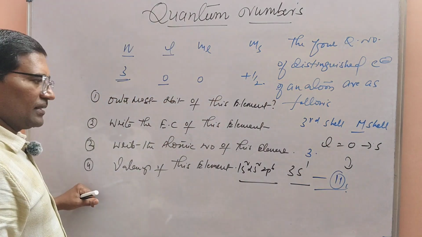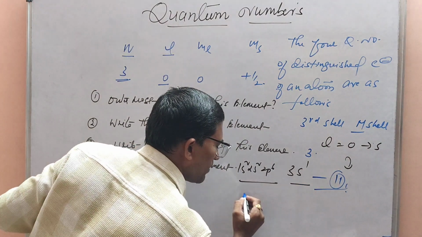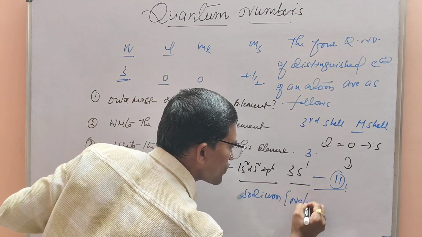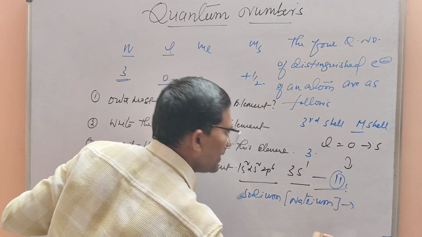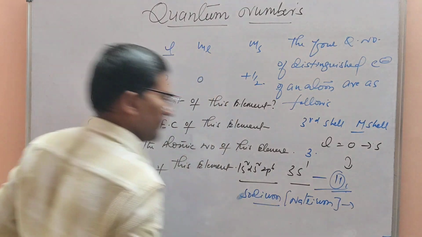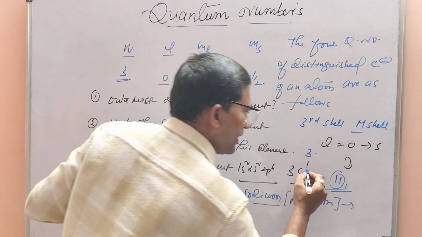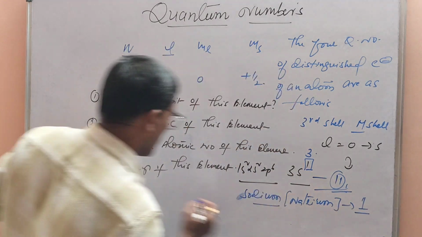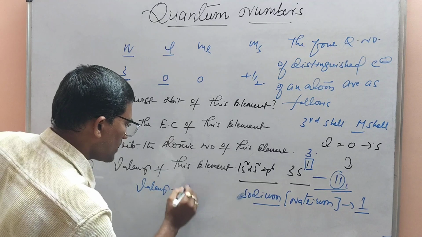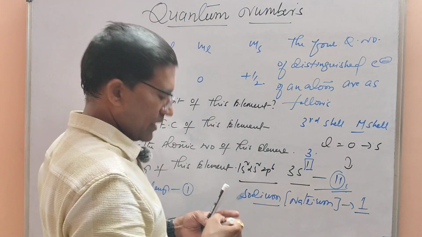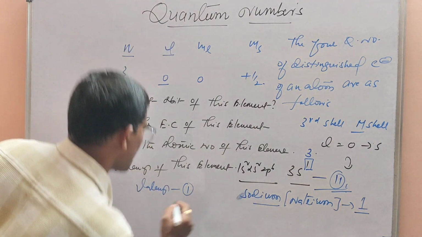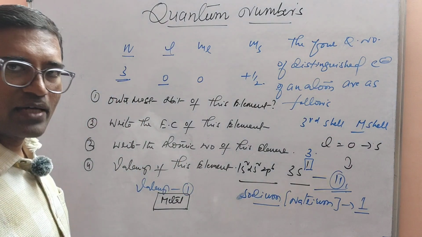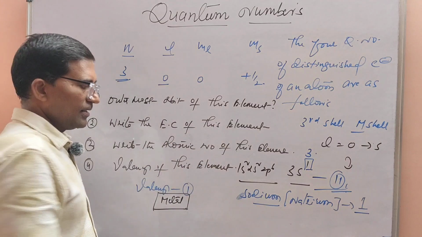I hope you guess the element. The element with atomic number 11 is sodium. The Latin name is natrium. And the valency of this element: in the last shell we have only one electron, so the valency is 1. We can also write whether it is a metal or non-metal. Sodium is a metal. He did not ask, but sometimes he might ask whether the element is a metal or non-metal.